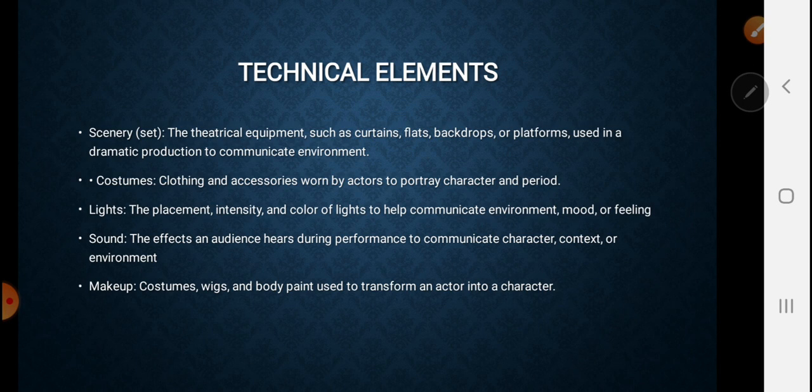Then there are certain sound effects. They also refer to the environment. And the last one is the makeup, the costumes, the wig, or maybe the paint that is done on the body of the actor, which transforms him into a character.